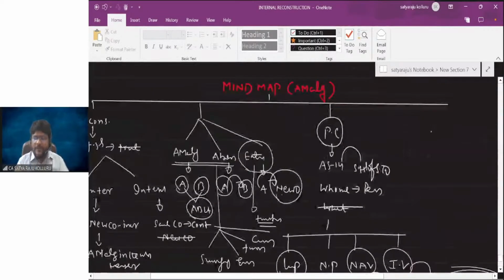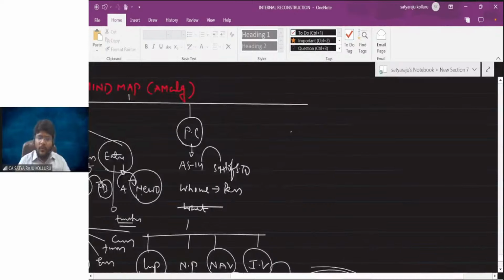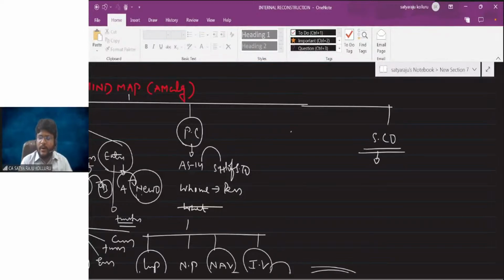Then after discussing concepts related to PC, we moved on to accounting treatment in the books of the selling company. Sir, in the books of the selling company, AS 14 is not applicable. Generally accepted accounting principles are applicable, with respect to closure of the company, and we need to apply them.